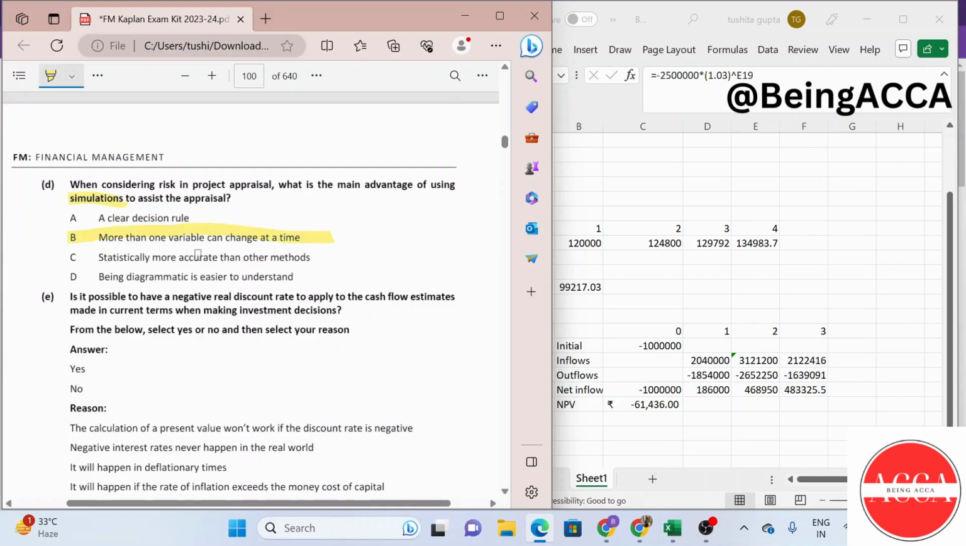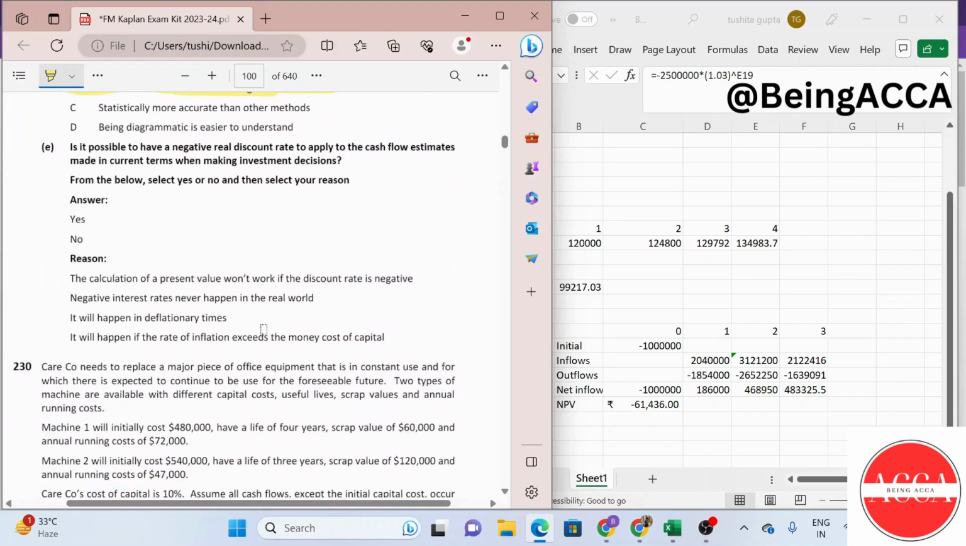Statistically more accurate? No, this may or may not be true. The variables that you enter and the data that it produces are just estimates. And being diagrammatic is easier to understand, but this may not always be the case. However, the advantage given in statement B is one of the most concrete main advantages of simulations, that you can change more than one variable at one time.